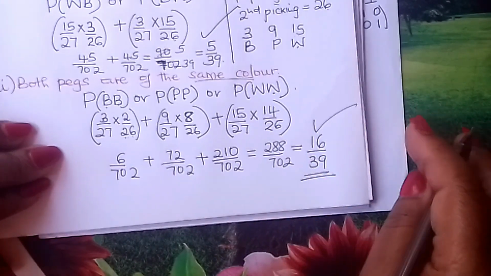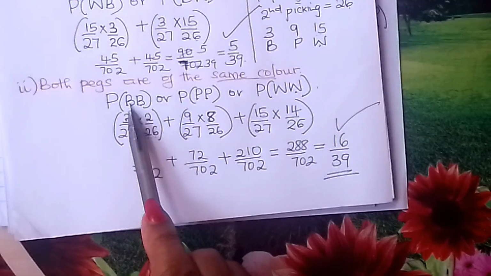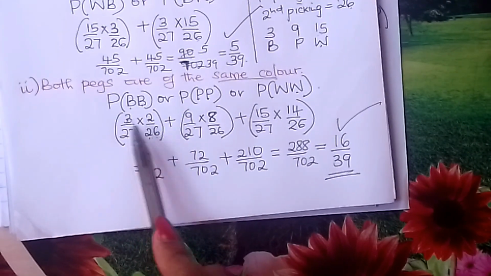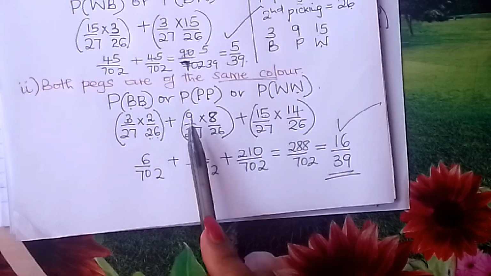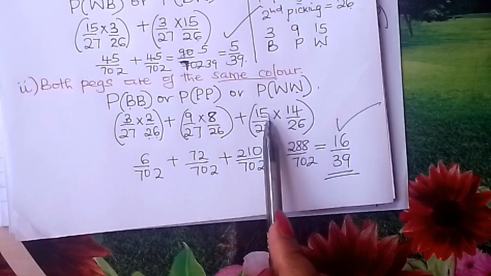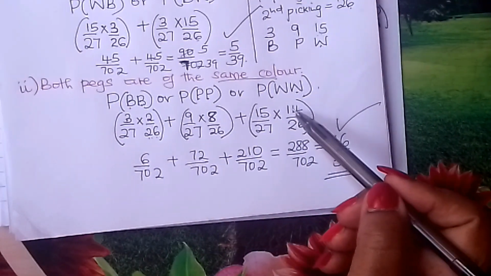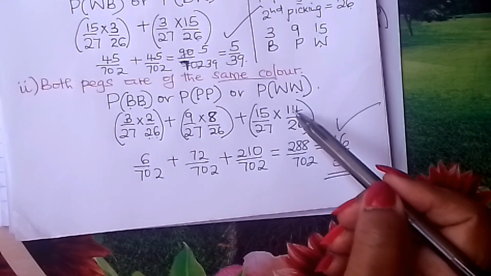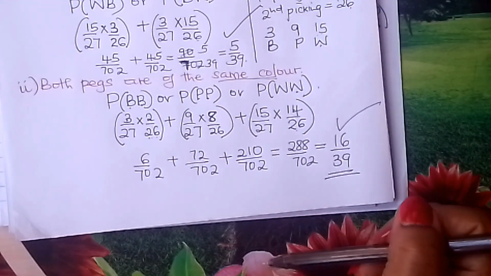I hope it is clear, learners. Remember, if brown there were 3 at the beginning, second picking there will be 2 out of 26. If pink were 9 at the beginning, now they are 8 out of 26. The same case applies to white. If there were 15 out of 27, now the white pegs are 14 out of 26.